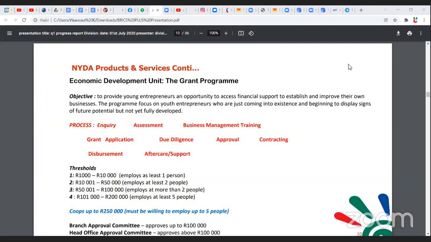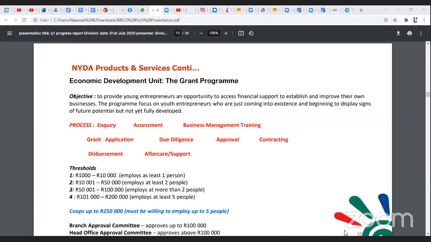Thank you. I want to talk much more about the grant program. The objective here is to provide young entrepreneurs an opportunity to access financial support to establish and improve their businesses. The program focuses on youth entrepreneurs who are just coming into existence and beginning to start their businesses.